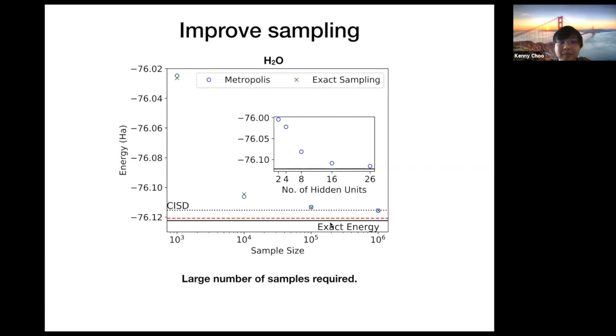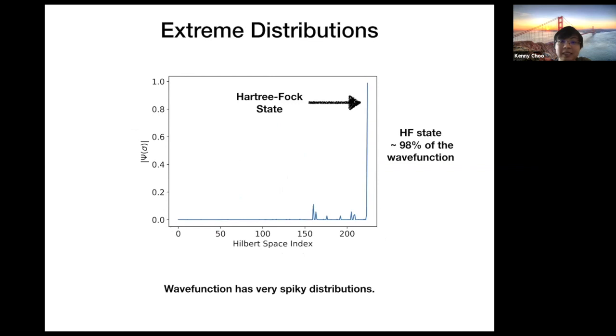One of the problems is that the wave function that we are trying to sample from has a very extreme distribution. Here is a sample wave function, and you can see that most of the weight is in one or two configurations. So this makes the Metropolis sampling of the wave function extremely challenging.